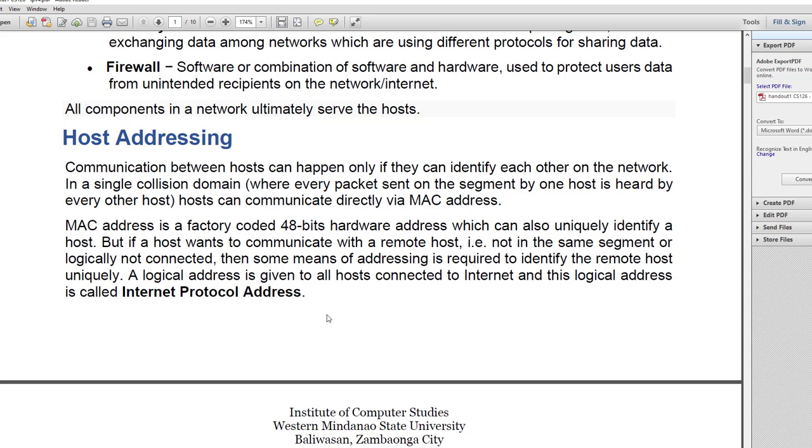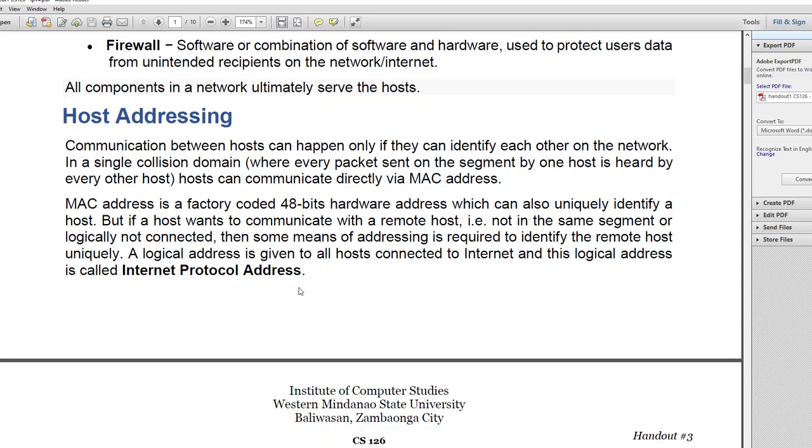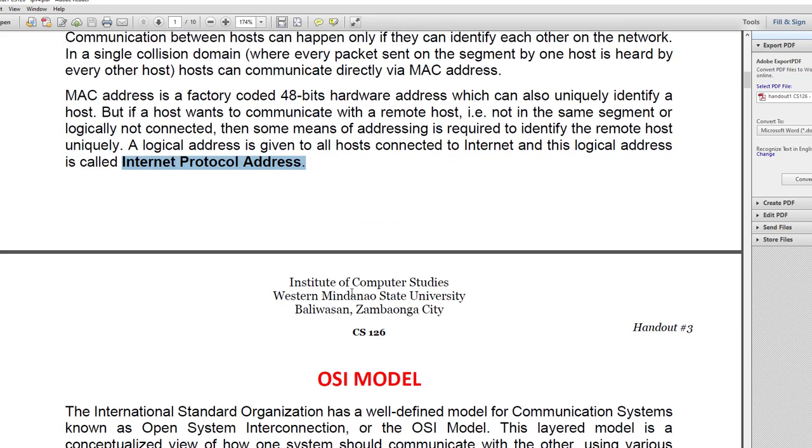There are actually two types of addressing in computer networking, that is the MAC address and the Internet Protocol address. For the MAC address, you cannot change the address because it's hard-coded to the hardware. But the IP address, or Internet Protocol address, is the one that we configure. That's why they call it a logical address.